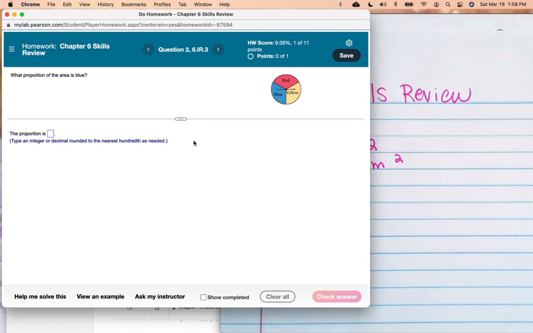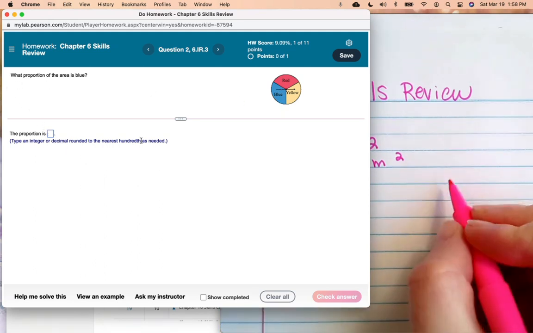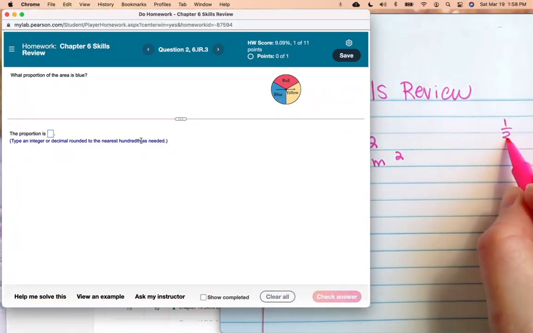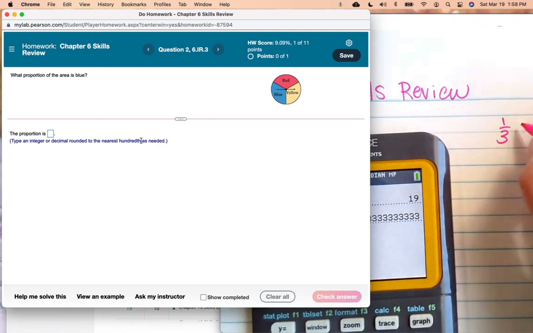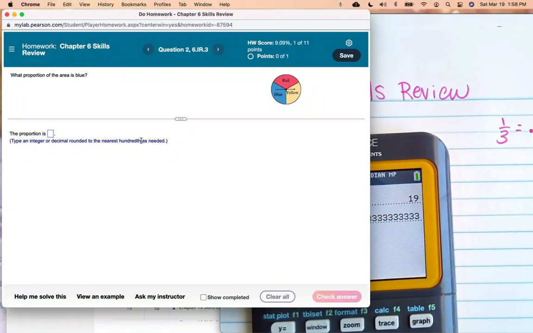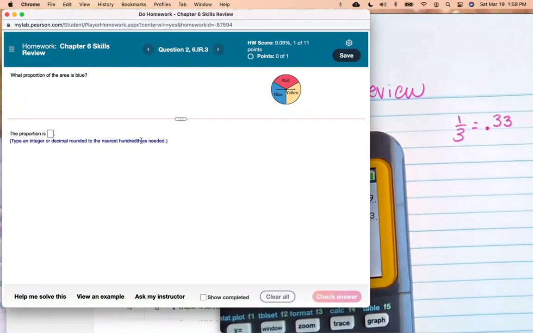Okay, let's look. What proportion of the area is blue? So blue would be 1/3. So it says to the nearest hundredth. So 1/3, 0.333. So we have tenths and hundredths. So, sorry, y'all can't see that. 0.33.